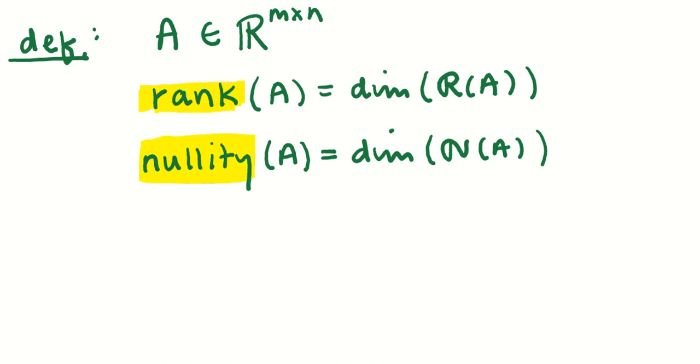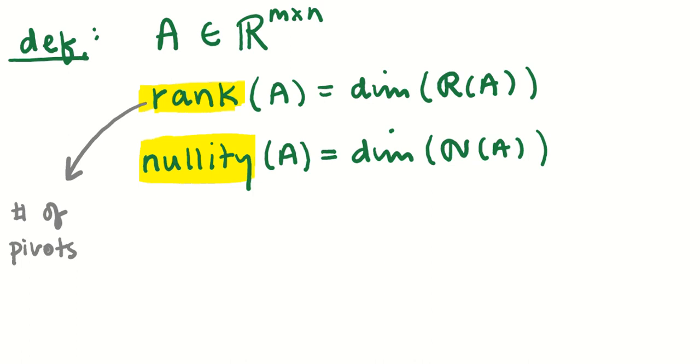Okay, so the rank of a matrix, of an m by n matrix, is the dimension of its range. It is also going to be the number of pivots in the reduced echelon form of matrix A. The nullity is going to be the dimension of the null space.